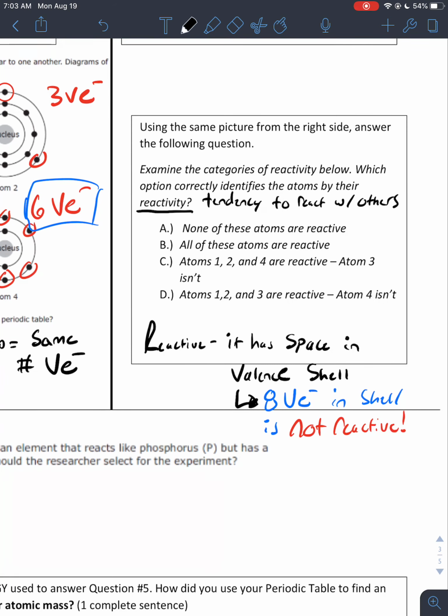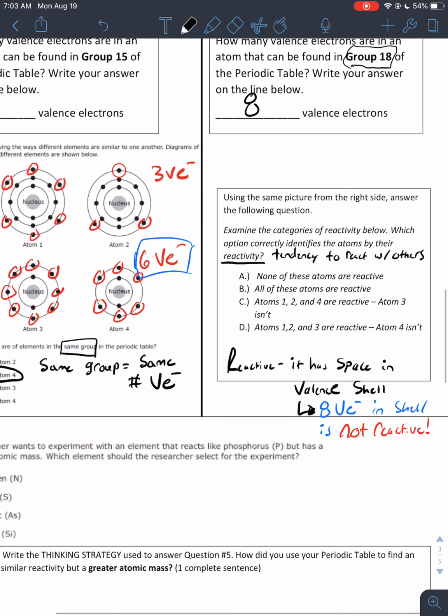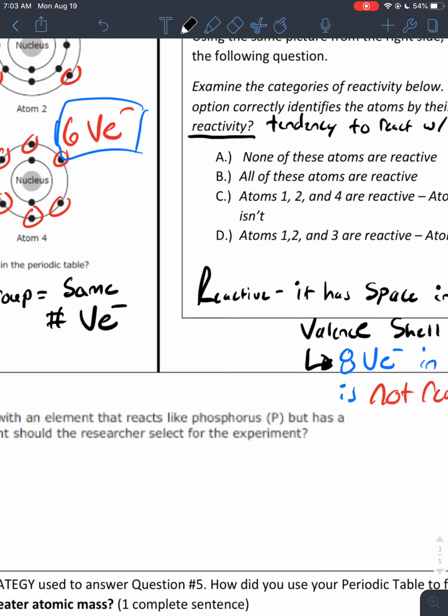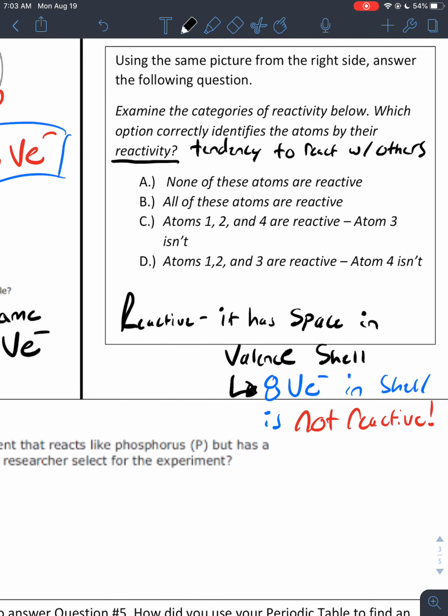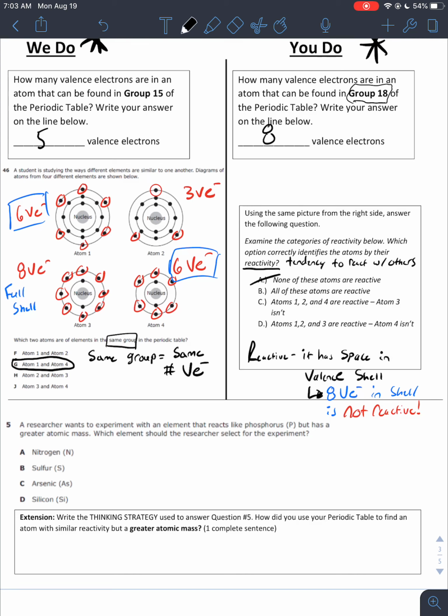All right, now that we are back, we should have entered our answer into Edpuzzle. And what did it show us? I see A and B, and I'm instantly going to think about why these are wrong. None of these atoms are reactive. That is incorrect. Remember, they are reactive if they have other than 8 valence electrons. There's 6 right here, there's 3 right here, and there's 6 right here. Those 3 are reactive. A is incorrect.